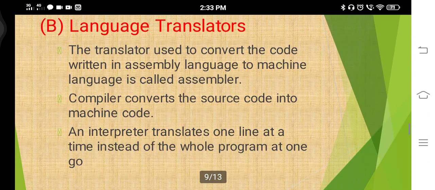We require a language translator. This is your language translator. A language translator is used for programming languages. For each and every programming language we require a language translator. These language translators convert the code which is written in assembly language to machine language. Language translators are of three types: first one is assembler, second one is compiler, and third one is interpreter.